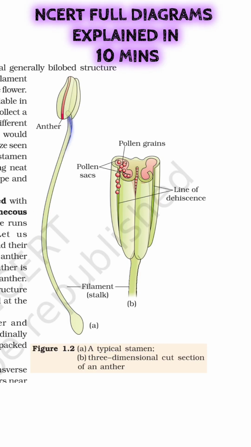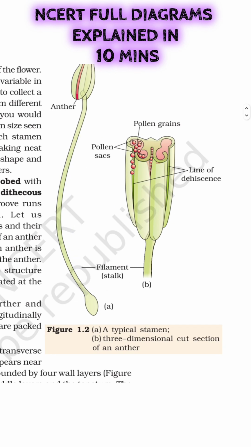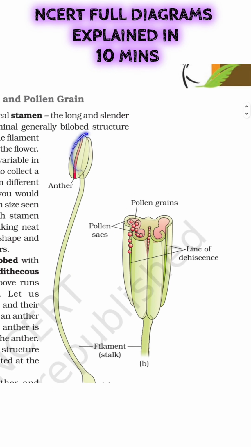1.2, a typical stamen is shown in the A part. You can see the filament or the stalk, and you can see the anther region, which is here. Okay, so this is the anther and this is the filament.